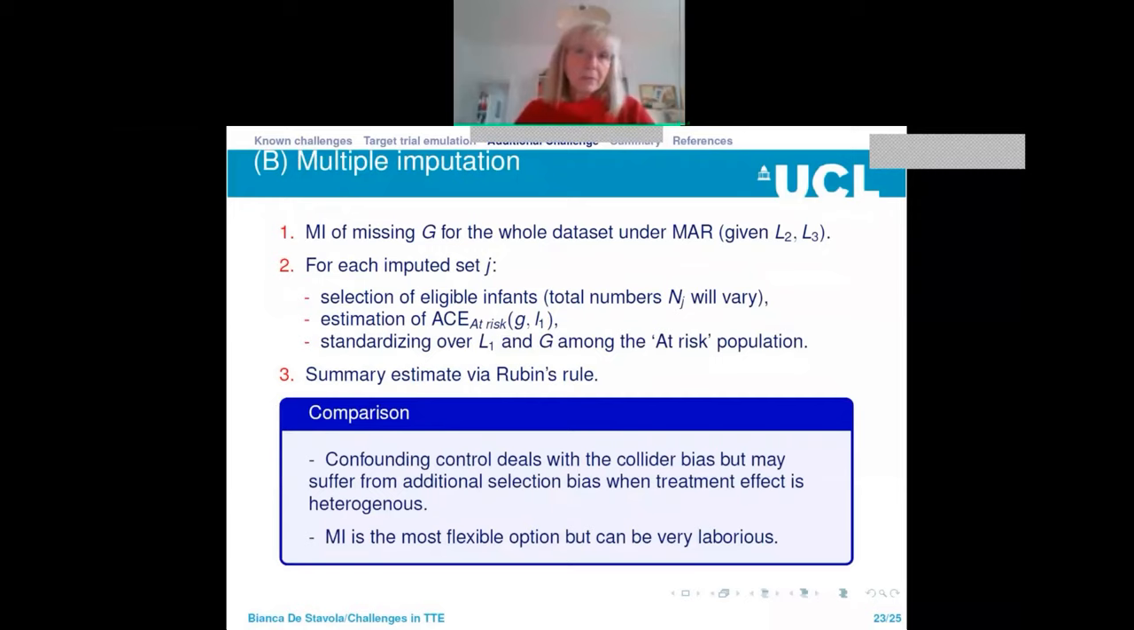But I'm just leaving that the comparison of our work says that confounding control, which may have sounded like the easier and simpler option, which is just control for the confounders in the backdoor path, actually, although dealing with a collider bias, does not deal with the additional selection bias if the treatment interacts with any of the variables involved. So if the effect of treatment is heterogeneous, you still suffer some selection bias. And I'm happy to discuss that in more detail in a moment, if you have a question. While multiple imputation is the most flexible option, that can be extremely laborious because you have to impute data for 6 million records, as we are doing currently.